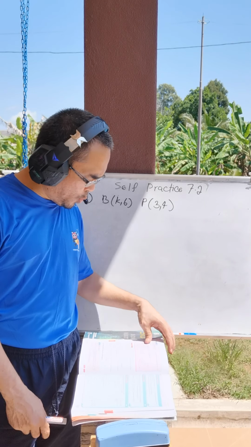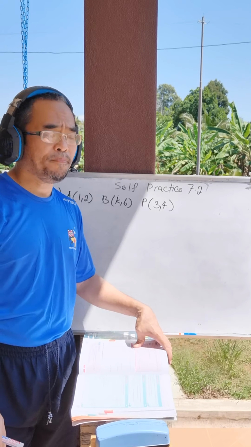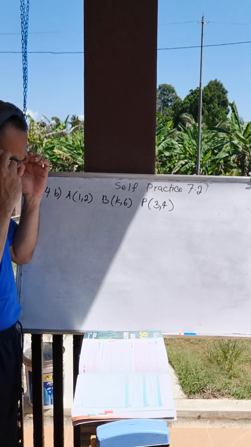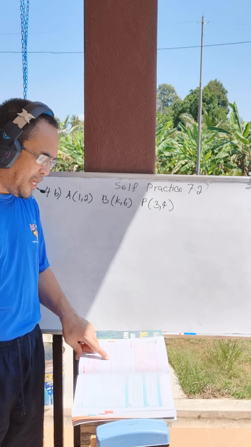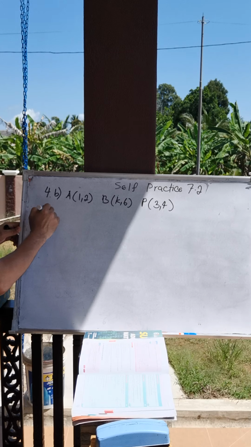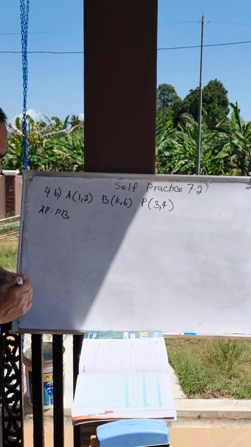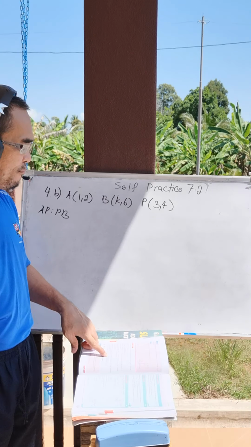Now we are going to do self practice 7.2 number 4B. Let me read the question. Point P divides the line segment joining the points A and B in the ratio AP to PB. Find the ratio of AP to PB and the value of K for each of the following.